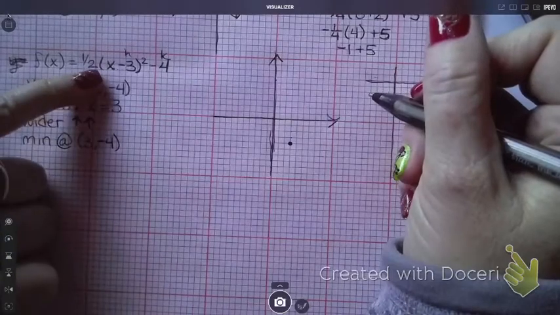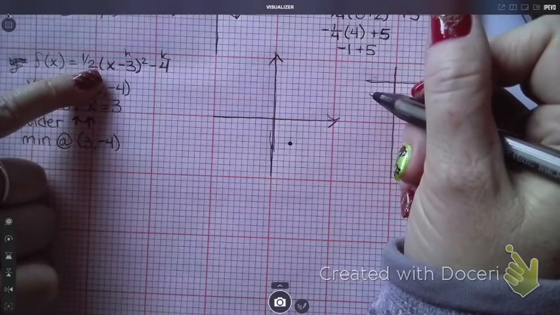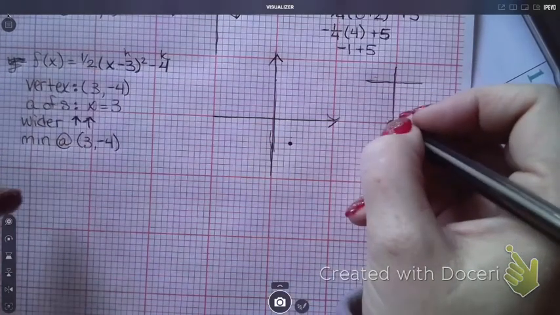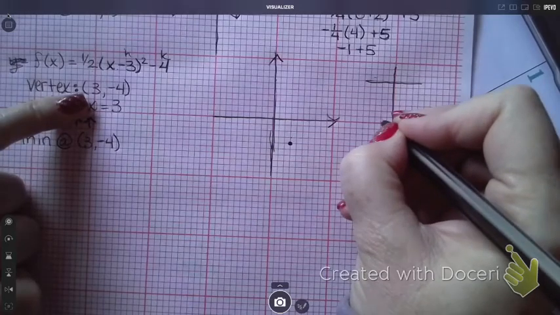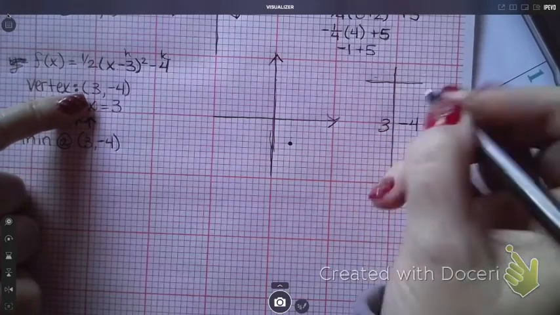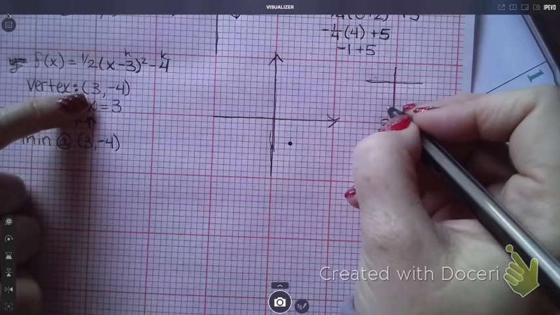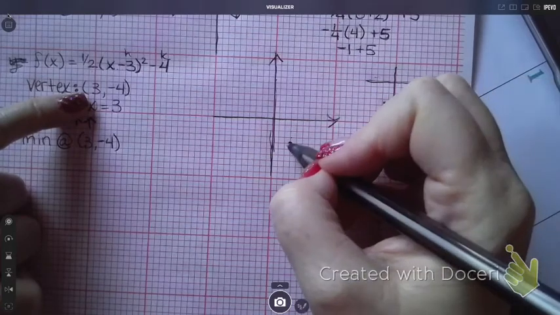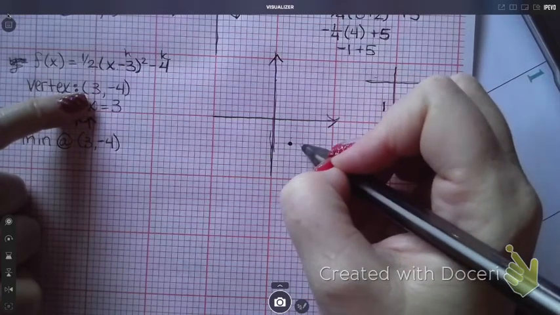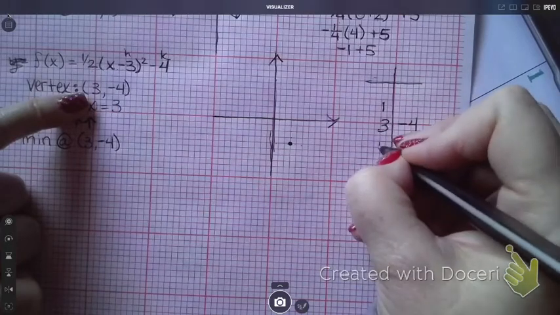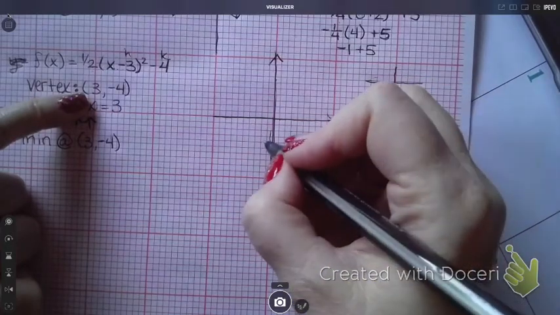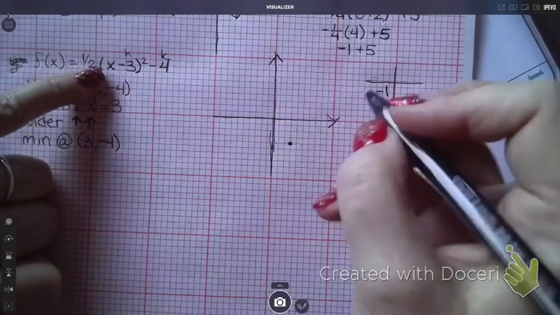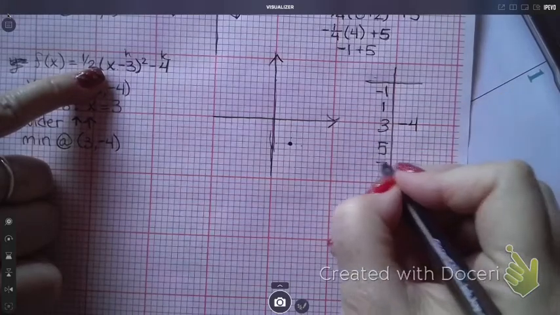So if I do 4, well, if I do 1, so where are we at? 3, right? So 3, negative 4. So if I do 1, then 1 is 2 away. So 1, 2 away would be 5. What if I do negative 1? Okay, so negative 1. So that's 2 more. So that would be 7.